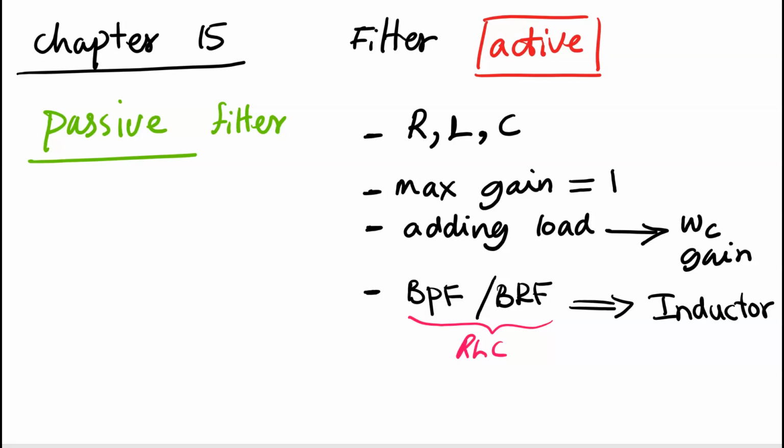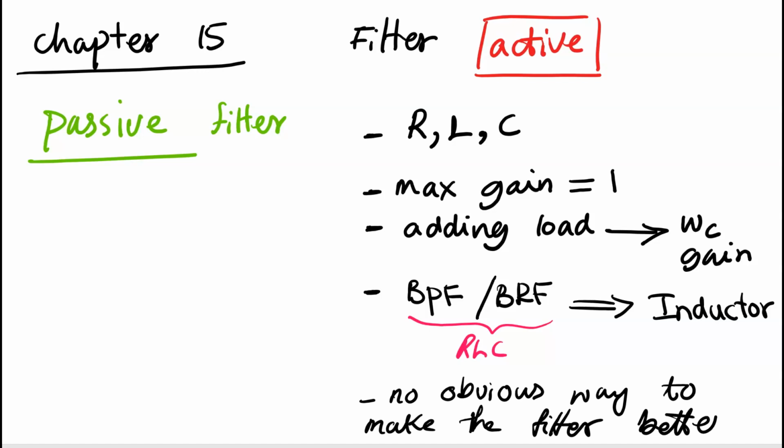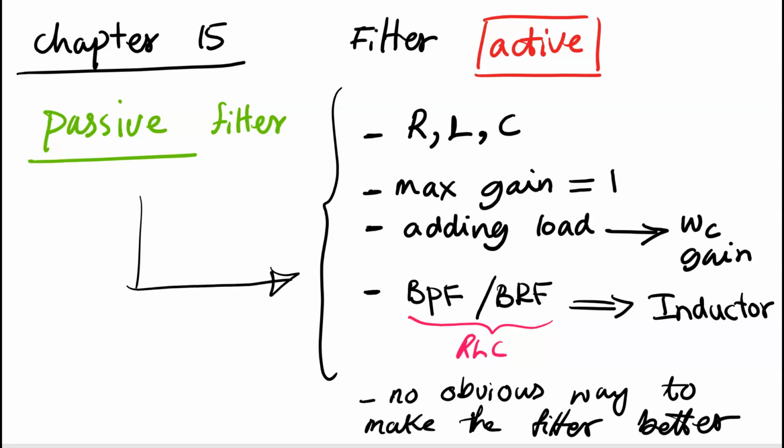And the last feature of passive filter is that there is no obvious method to make the filter more ideal. So the last comment that I would like to add here is that there is no obvious way to make the filter better and closer to ideal situation. So these are the features of passive filter that we discussed in chapter 15.